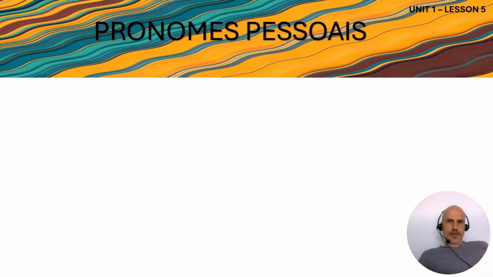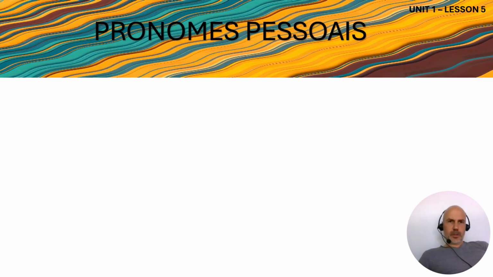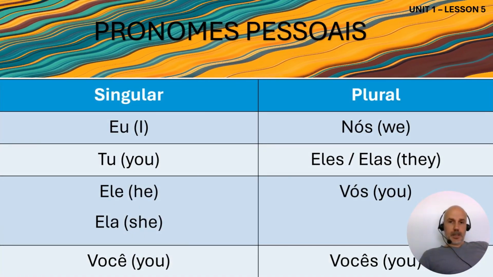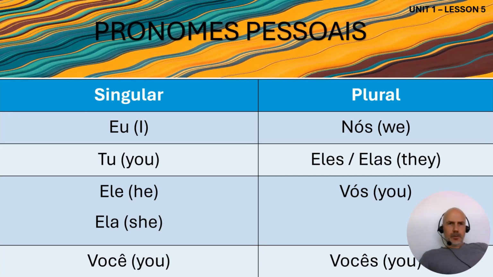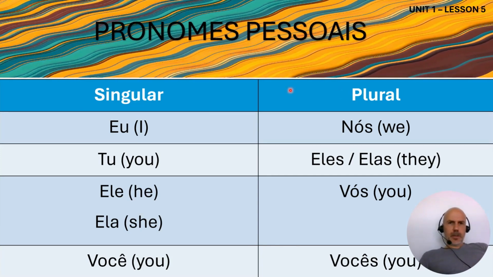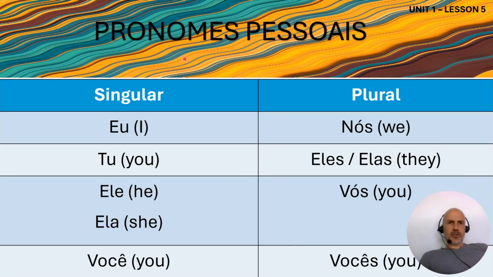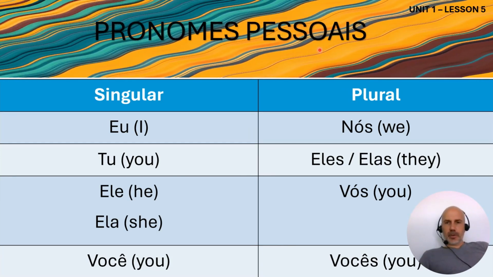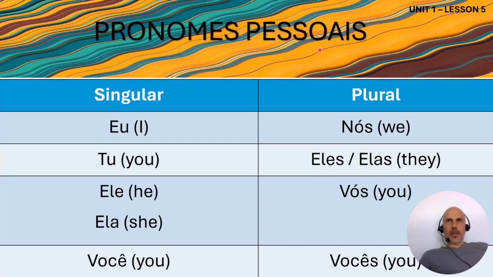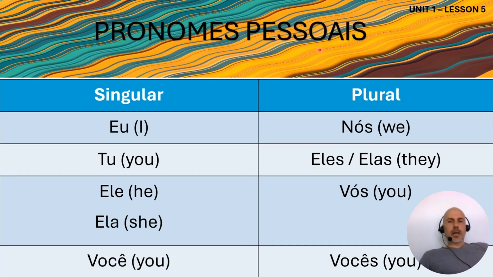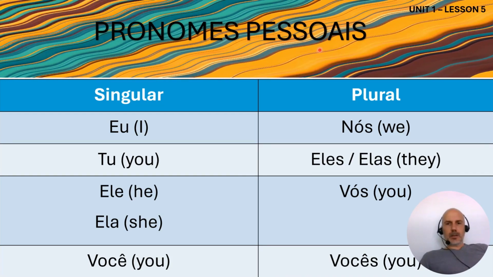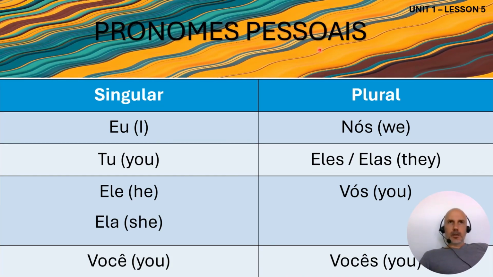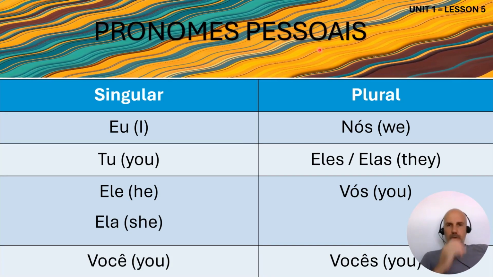Unit 1, Lesson 5, Pronomes pessoais. This information is really important and quite simple. So we have singular and plural pronomes pessoais. Pronomes pessoais, the translation in English, is personal pronouns. If you think in English, words like I, you, he, she, they, and we, okay, this kind of words. Let's check what's the equivalent in Portuguese.